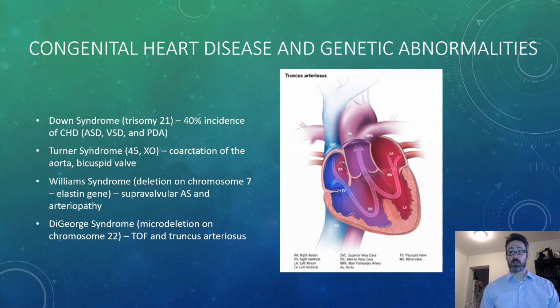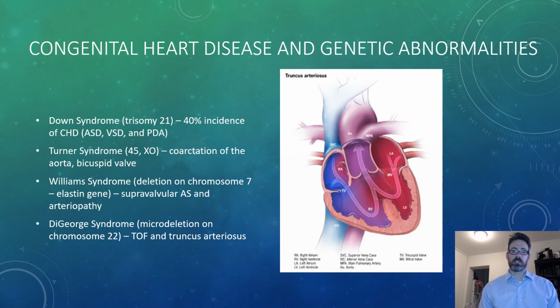Turner syndrome, which I've already mentioned previously, is 45XO, and that's the coarctation of the aorta, which is also associated with a bicuspid valve. Williams syndrome is a deletion on chromosome 7, which codes for the elastin gene, and that can lead to supravalvular aortic stenosis and arteriopathy. I haven't talked about supravalvular aortic stenosis in this lecture, but in brief, that's the stenosis above the aortic valve, and it can cause an increase in afterload and so on.